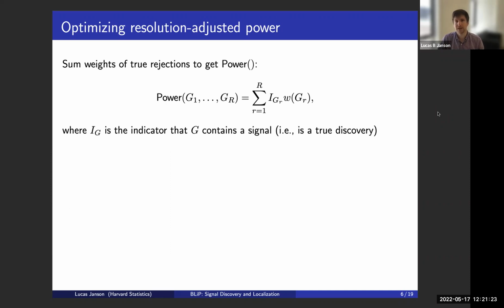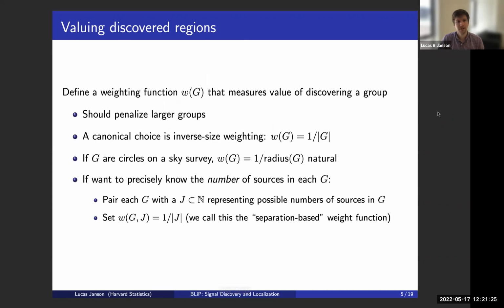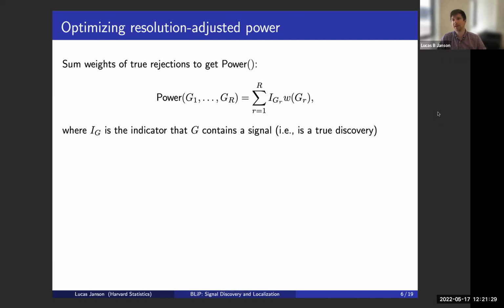In the separation-based weight function, that indicator would be the indicator that it contains the right number of signals, that is, a number of signals which is in the set J. So the indicator tells you it's a true discovery, the weight tells you the weight you assign to that discovery, and then we sum over all the projections.